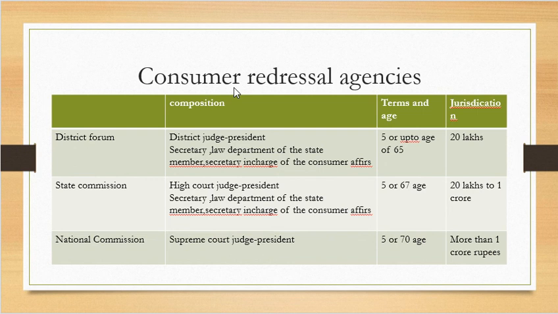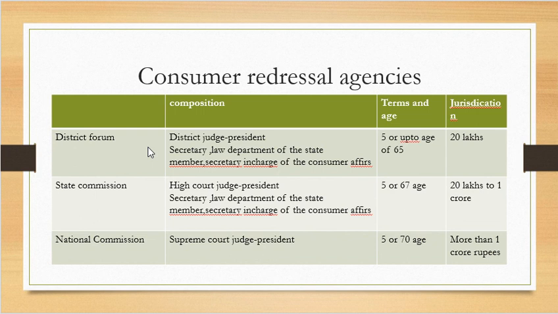We'll look into each forum. First, we'll start with the district forum. At the district level, each district of the state shall have a consumer dispute redressal forum, which is known as the district forum. Who heads this district forum? It is headed by the district judge. Each district forum is to be established by the state government by a notification published in the official gazette. In some cases, one district forum may be too inadequate to deal with the complaints of consumers of metropolitan cities or large cities.